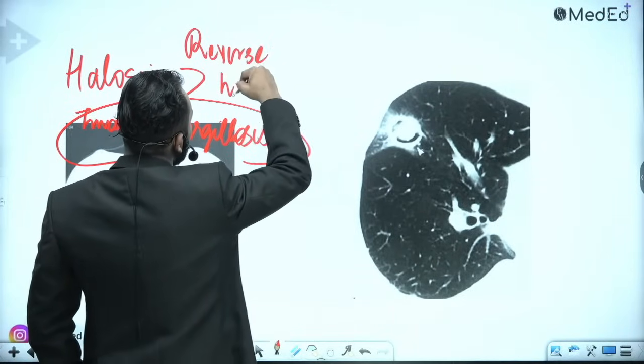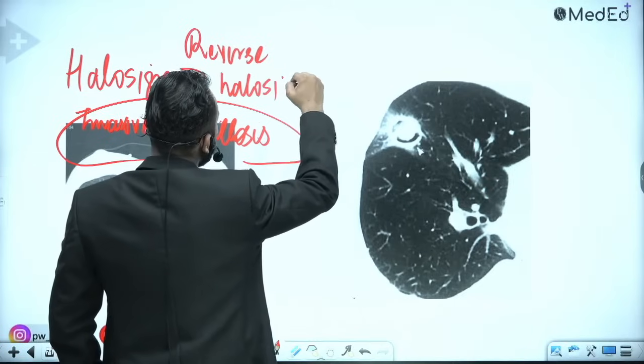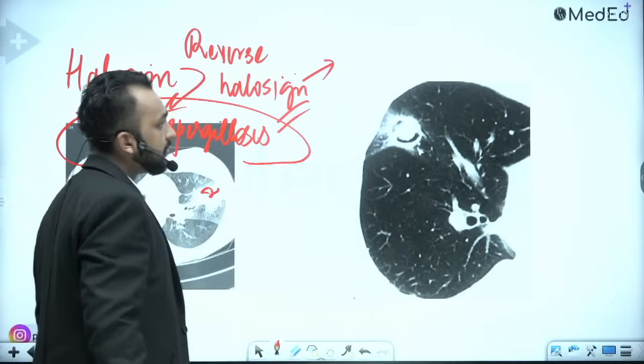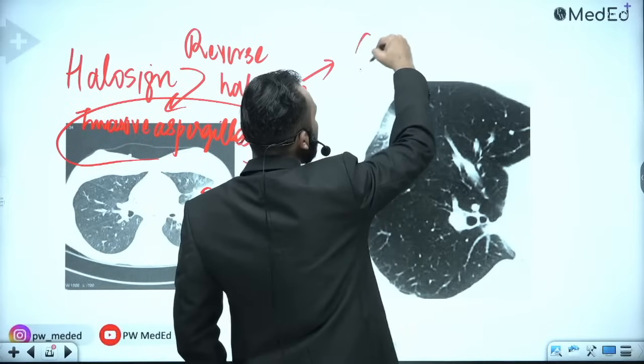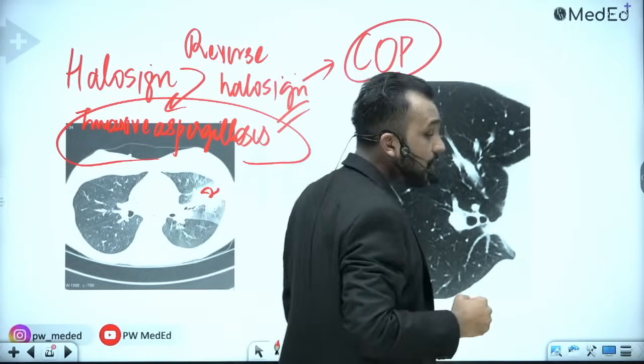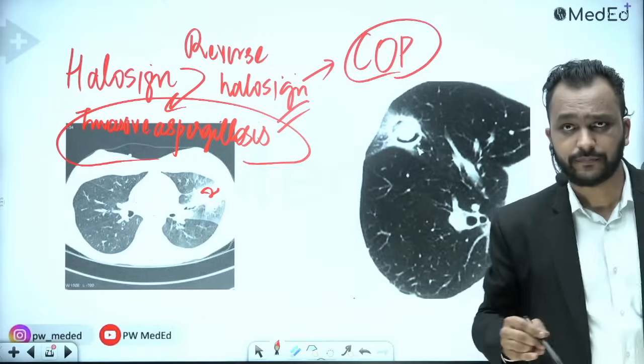And we should know one more sign, that is your reverse halo sign. Reverse halo sign is seen in cryptogenic organizing pneumonia.